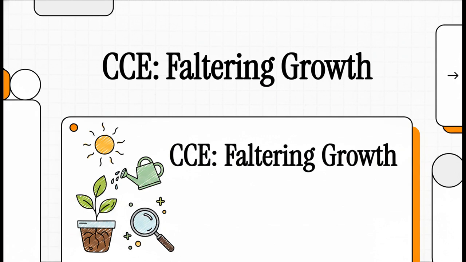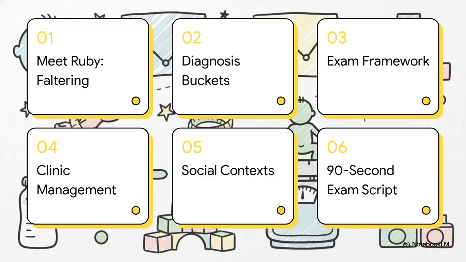Think of our pediatric case today, let's call her Ruby, like a small plant. To thrive, she needs the exact right environment, the right nutrients, and the right care. If she's not growing, our job isn't to judge, it's to investigate the soil and the sunlight. So here's our clinical workflow.